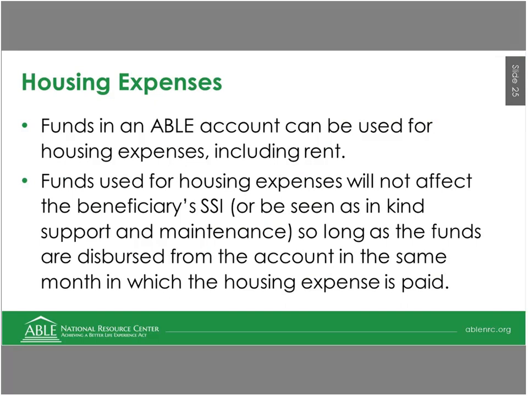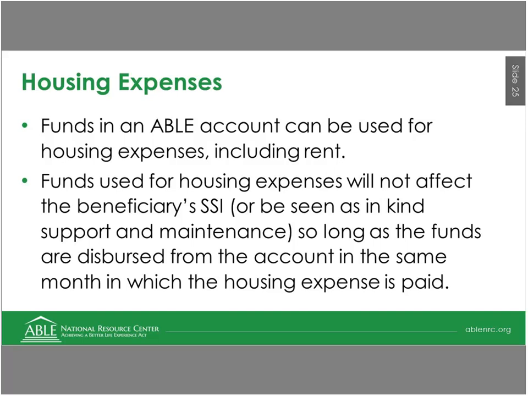So that's a technicality that you need to understand, because oftentimes if you are receiving SSI, that SSI is supposed to be used for basic living expenses, including housing, right? So the idea is, if you have other help for that, then we're not going to give you as much of that cash benefit that you might be allowed. You can use ABLE funds for that, provided that you pay your rent or your housing expense in the same month that you pull the money out of the ABLE account. So as long as you're doing that, that's fine.